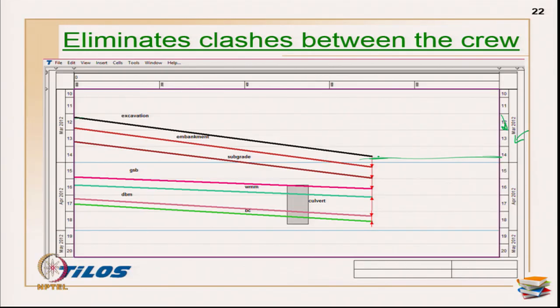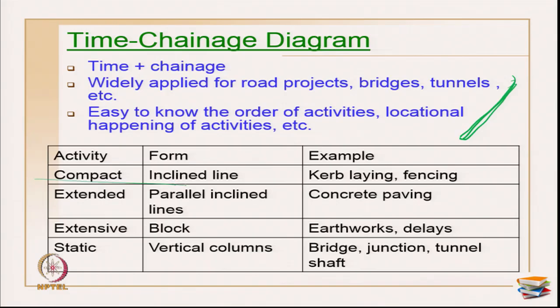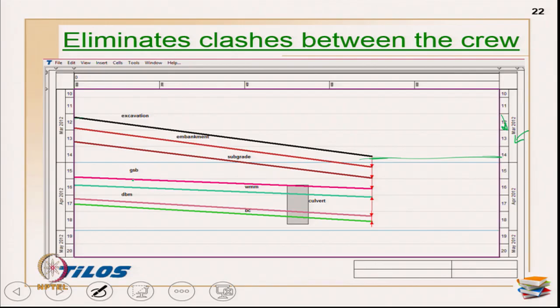If you see here, compact activities are shown generally by inclined lines, right. So, these are all your compact activities.